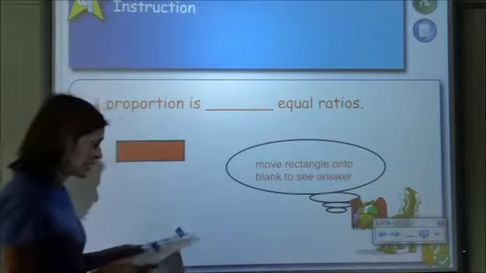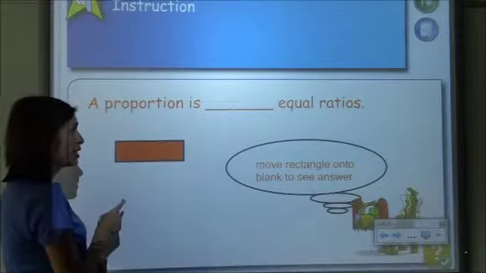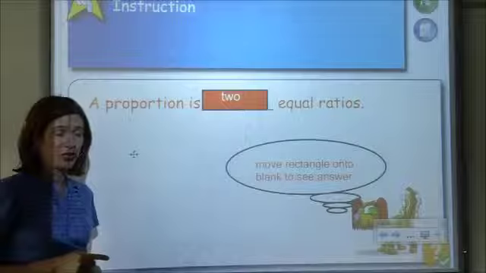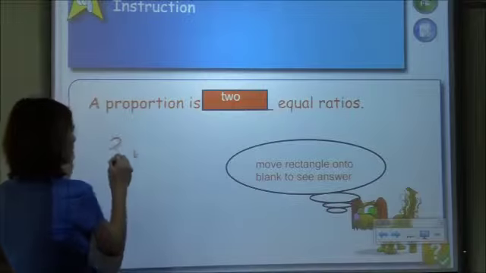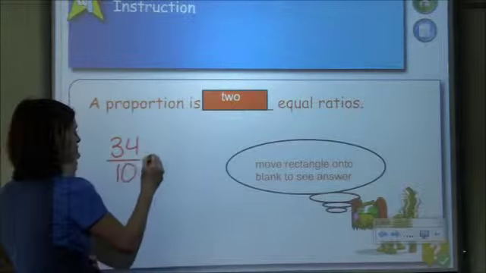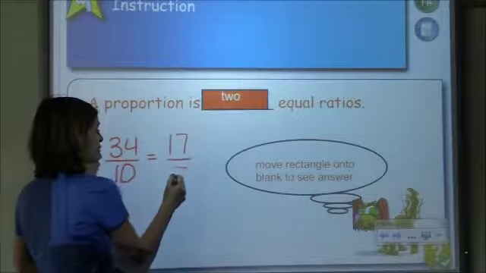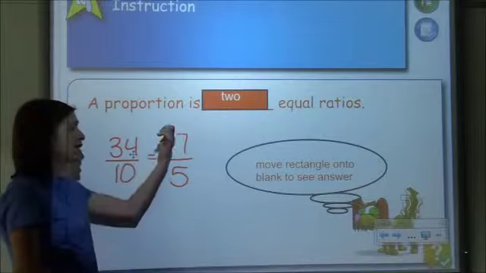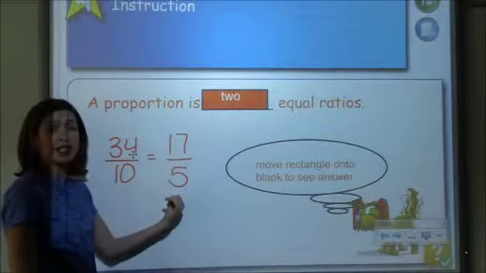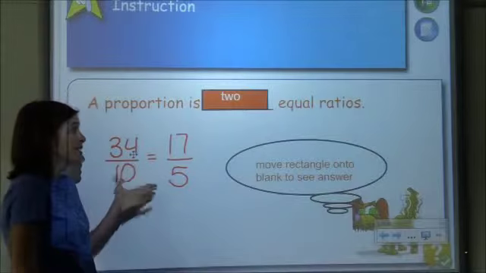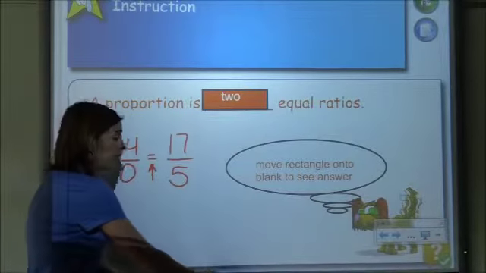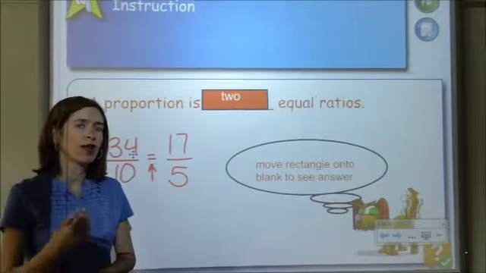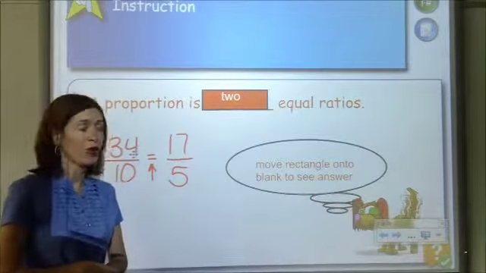Now a proportion is slightly different. A proportion is actually two equal ratios. So a proportion might look something like 34 over 10 equals 17 over 5. Now that's a completed proportion. And the left side, if it's reduced, should look like the right, or the right side, if it's reduced, should look like the left, because they are equal. So we need to make sure that we understand that. We're using this concept of equal to help us solve different problems.